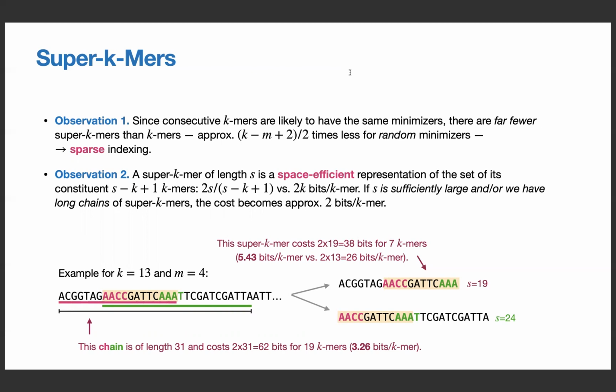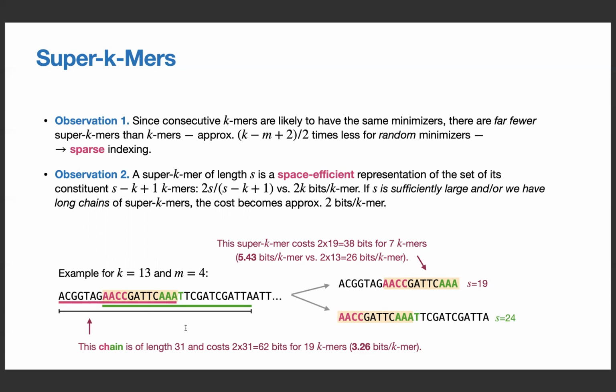And the second observation is that a super k-mer of length, for example, S, is a space-efficient representation for the set of its S minus k plus 1 constituent k-mers. So you can see here an example with k equal 13. For this super k-mer of size 19, it contains 7 k-mers, and we spend 2 times 19, so 38 bits for 7 k-mers, which is about 5.4 bits per k-mer. Which is of course much better than the trivial cost of 26 bits per k-mer.